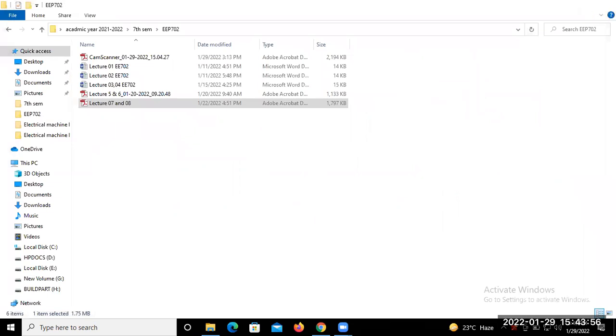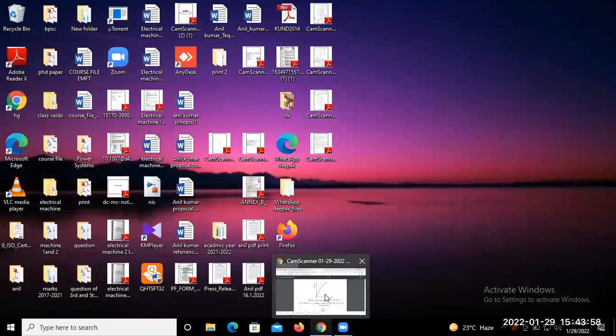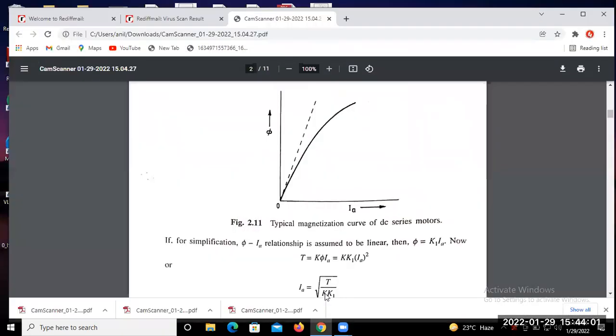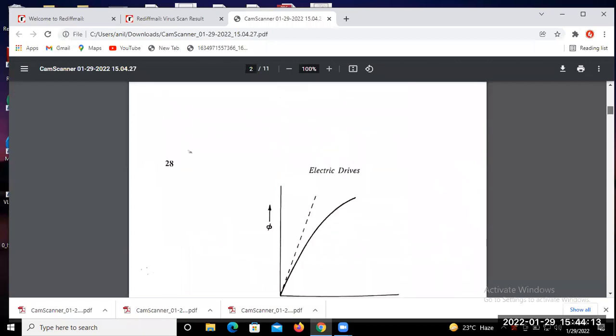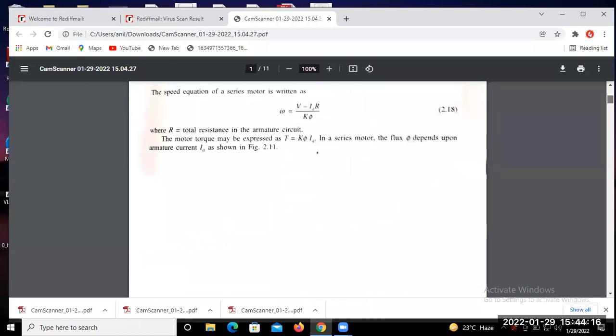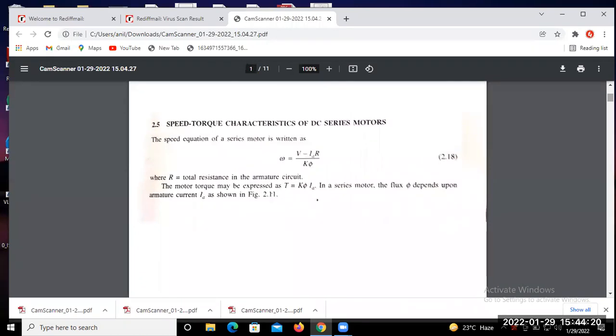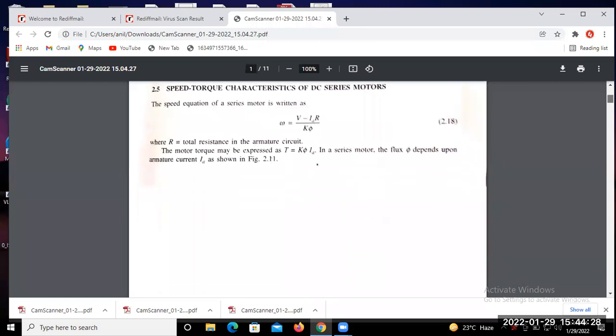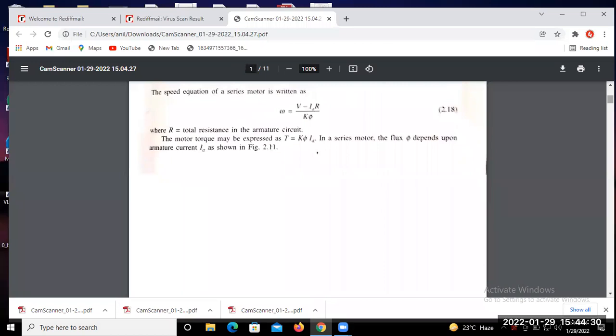Now we want to continue with the speed torque characteristic for the DC series motor. I think you are familiar with the construction of the DC series motor and how to draw its typical circuit diagram. How do we draw the circuit of a DC series motor? Is there any basic difference between the shunt motor and DC series motor? What is the basic difference?